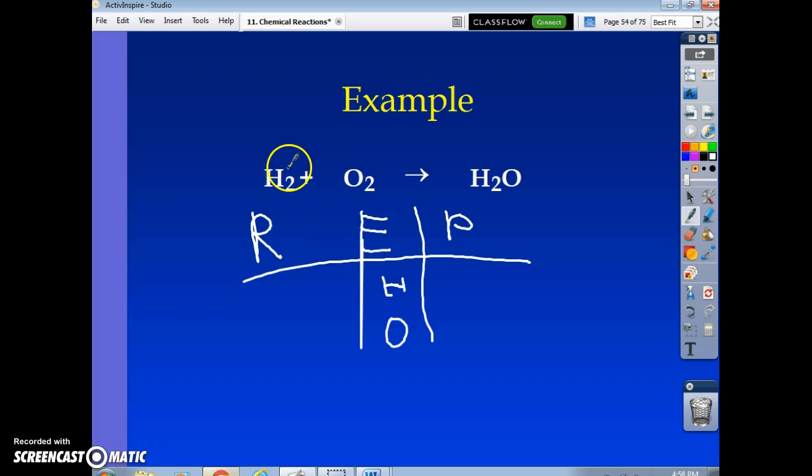On my reactant side, how many hydrogens? 2. How many oxygens? 2. How many hydrogens on my product side? 2. How many oxygens? Remember, there's an invisible 1 here, so 1.